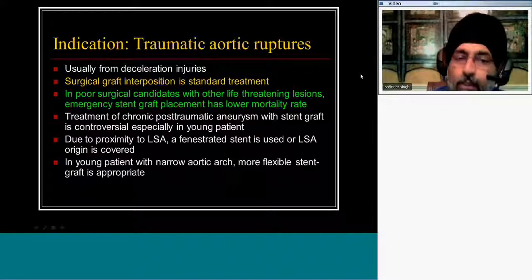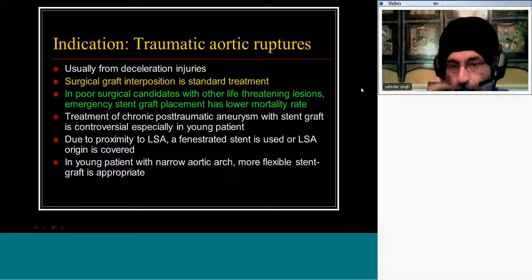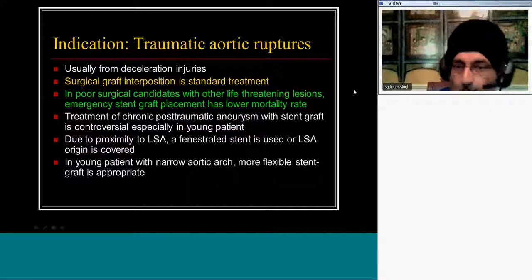Traumatic aortic ruptures usually occur from deceleration injury. Ideally, the surgical treatment, interposition graft, is the standard treatment, but in patients who are poor surgical candidates, especially with very severe other organ injuries, these patients can be treated with endostent. But now we are seeing a trend, even in good surgical candidates, of patients opting for endostent treatment because of the various advantages we discussed earlier.